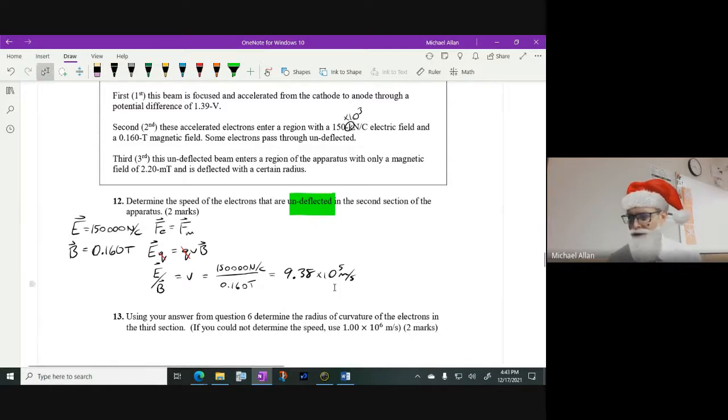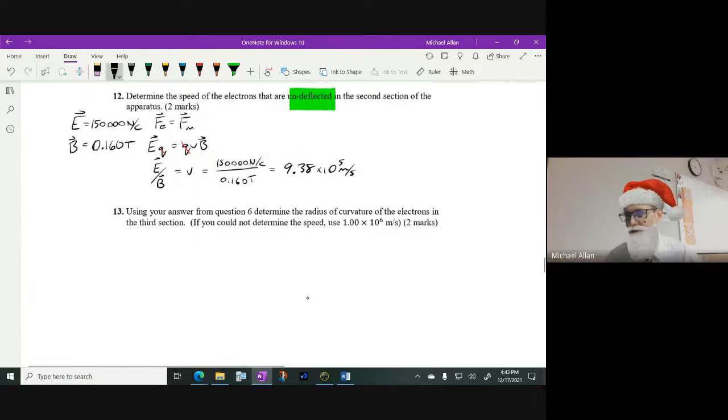Once you have that speed, you can use it in the next question. I know there's a little typo here. This should say 12. I was moving questions around, and I've got to change that. But if you didn't find that speed, you could also use this. So you can see they're relatively close. This one's a little bit faster, this one's a little bit slower, but they're pretty close. So again, it gives you a hint that you got something right.